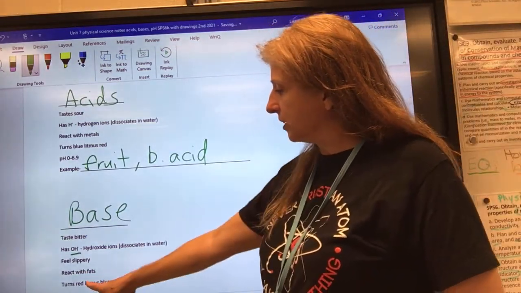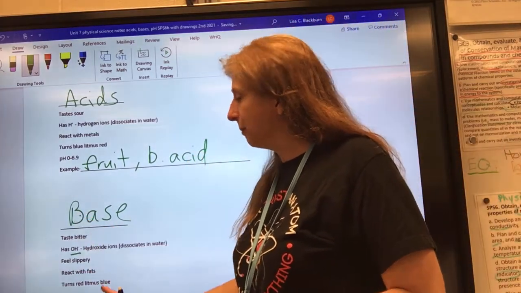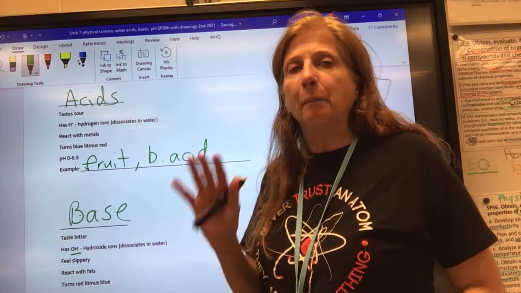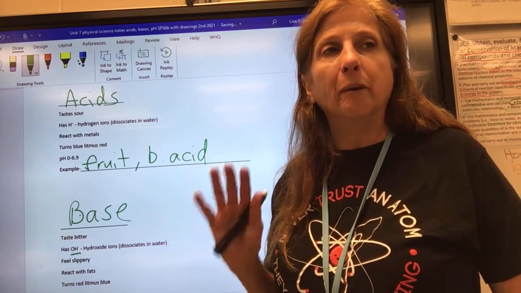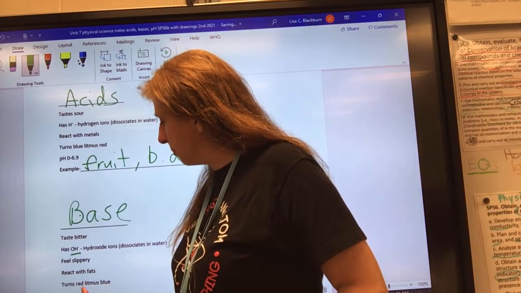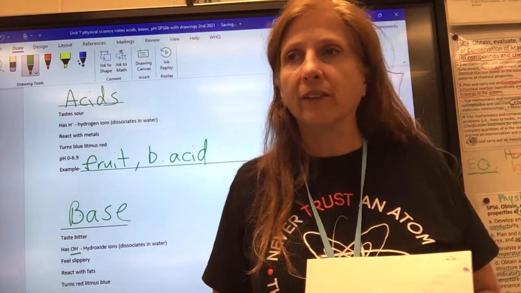The other thing is it turns red litmus blue, and you can remember this because base and blue both start with the letter B. So put it in your memory. Base turns things blue. And then their pH is from 7.1 to 14. Any questions about bases? This is going very fast.